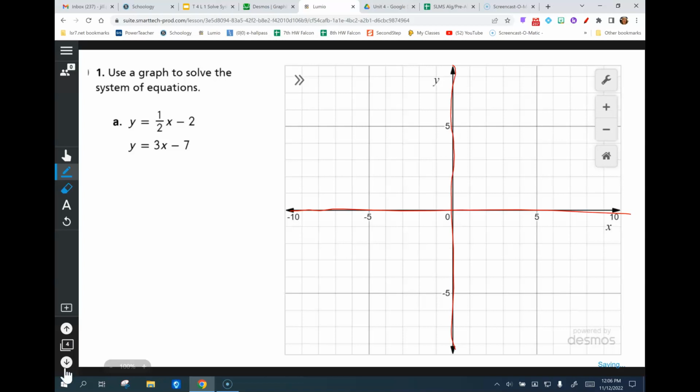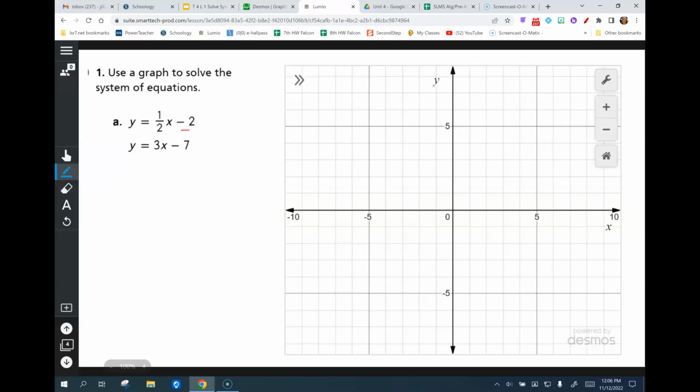Do yours in black. I'm going to erase mine so I can use red to draw lines. If you happen to have 2 different colors, that's great, because then you can see each of the lines. Have a straight edge out. Okay, so here we go.